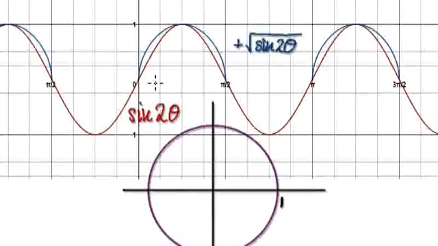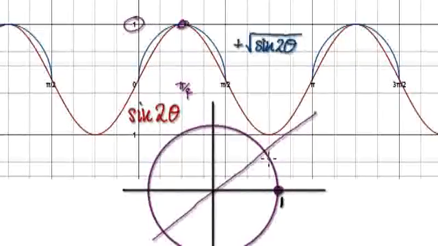When theta is 0, the radius will be 0, so our point will be here. When theta gets to pi over 4, the point will be here, and the radius will be 1.